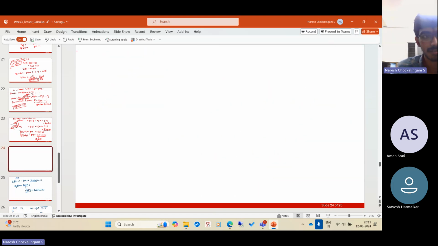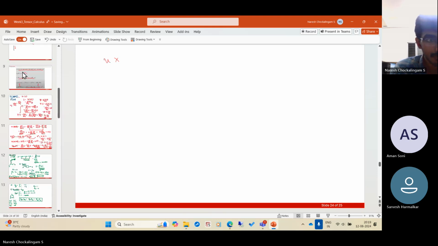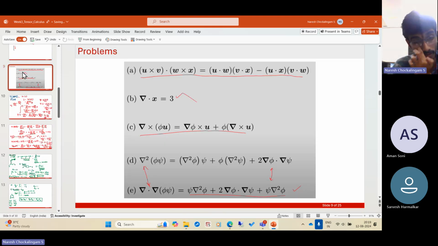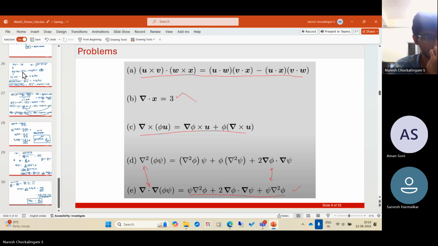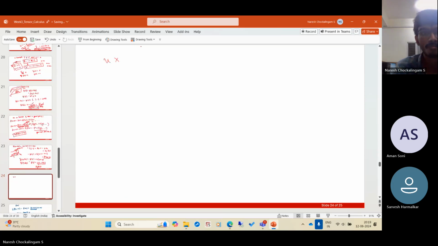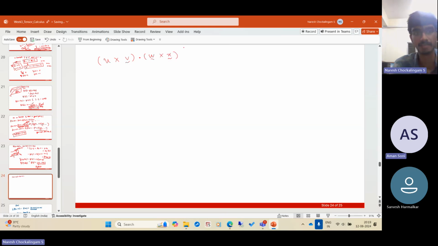So the first one is u cross v dot w cross x. U cross v dot w cross x. So again, for the cross product, we have this expression.